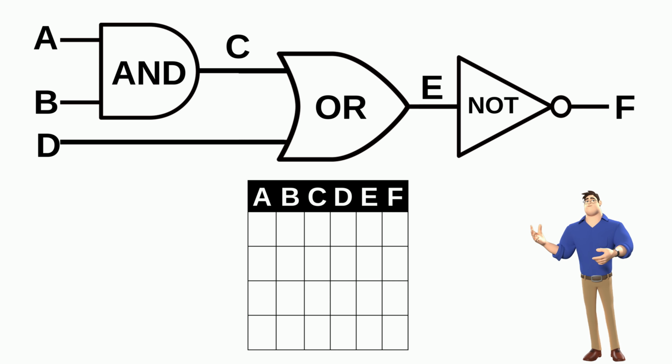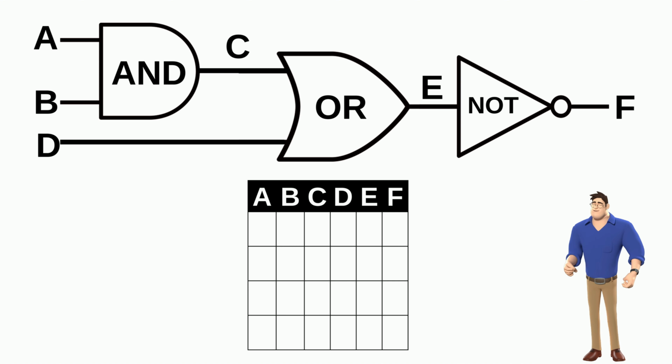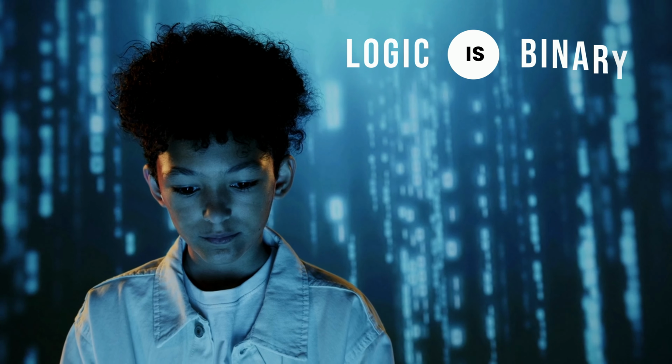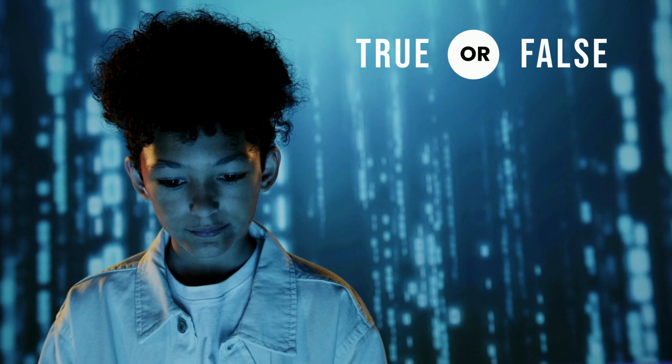Do you think you could solve this now? Why not pause the video and have a go? You may need to extend the truth table. Remember this. Logic is binary. There are two statements that are possible: true or false. And the best way to get to grips with the topic is to practice.